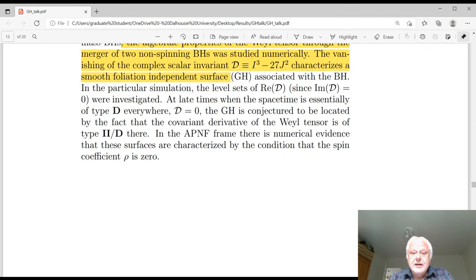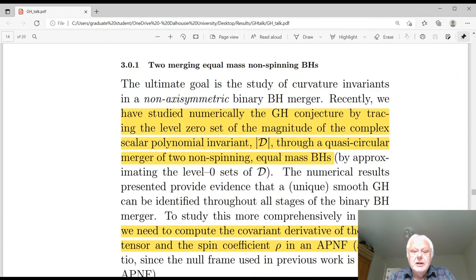Let me turn immediately to a second example, which is a little bit more interesting. That is the merging non-axisymmetric binary black hole merger. So this is ongoing work now. We, meaning myself, Jeremy Peters, and Eric Schnetter, have studied numerically the curvature invariance, by looking at the zero sets of the magnitude, which is real, of the complex scalar curvature invariant D. So we've studied this quantity here, a real curvature invariant, through the quasi-circular merger of two non-spinning equal mass black holes numerically.